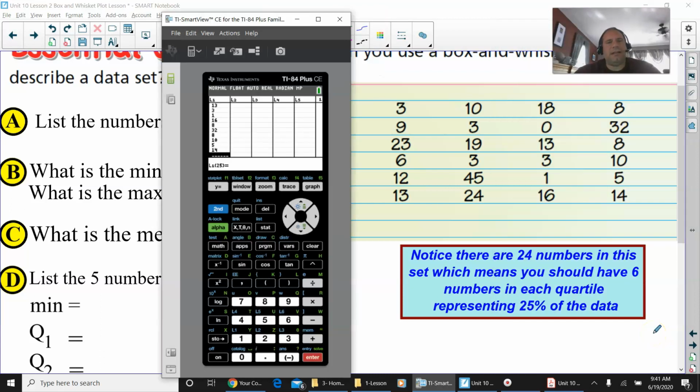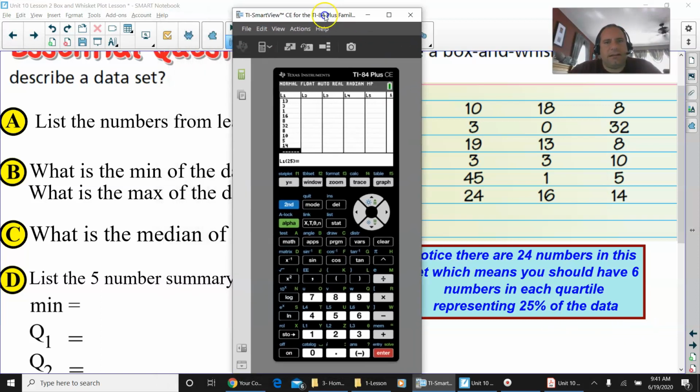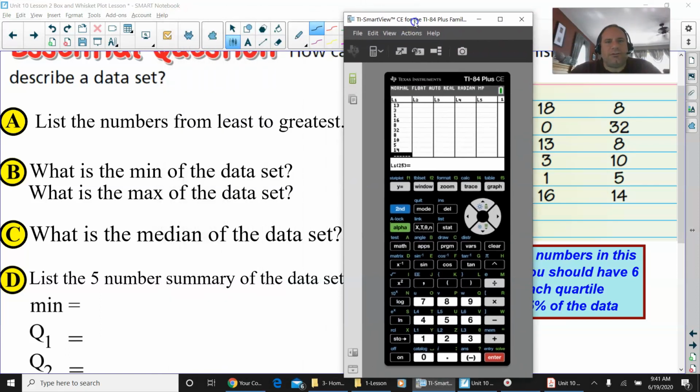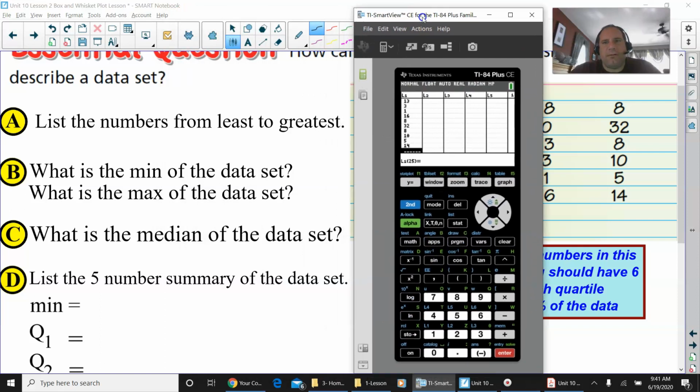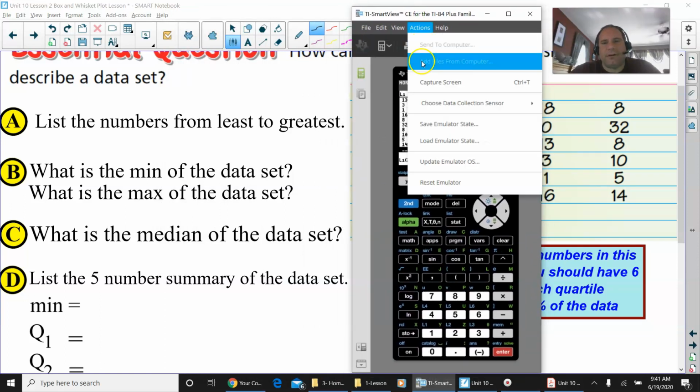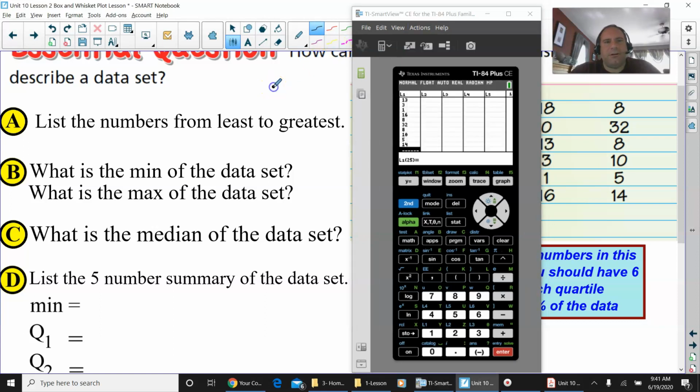So as you can see, I have all of my numbers in, and the first thing that this says to do is list from least to greatest. Just remember what I did say before about listing from least to greatest or greatest to least. It's easily done on the calculator, so let's go ahead and do that on the calculator.